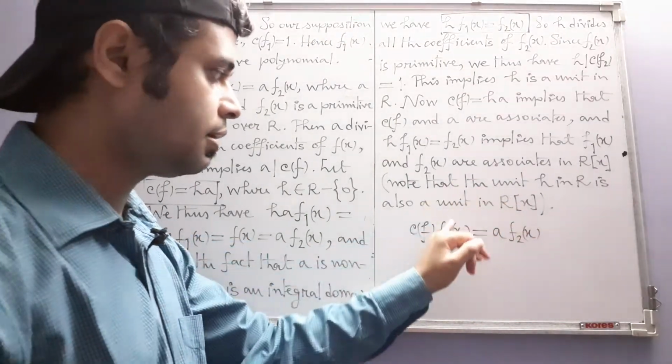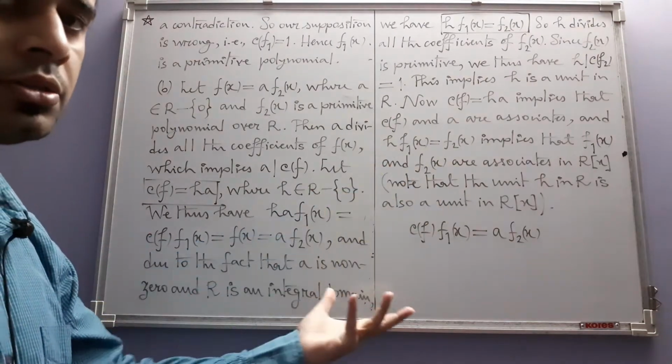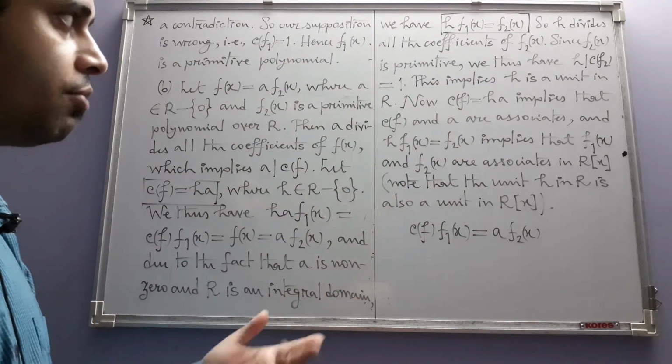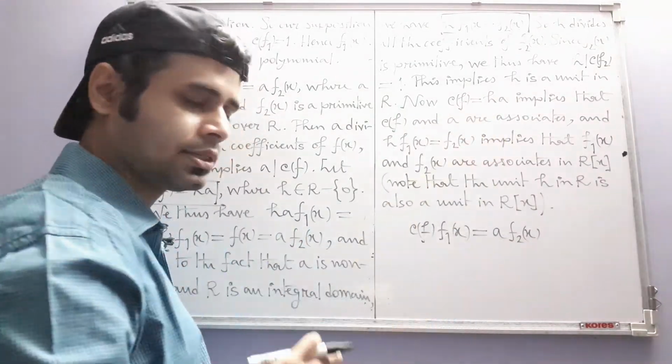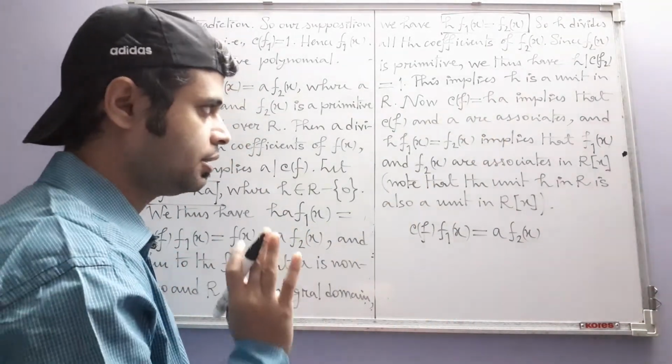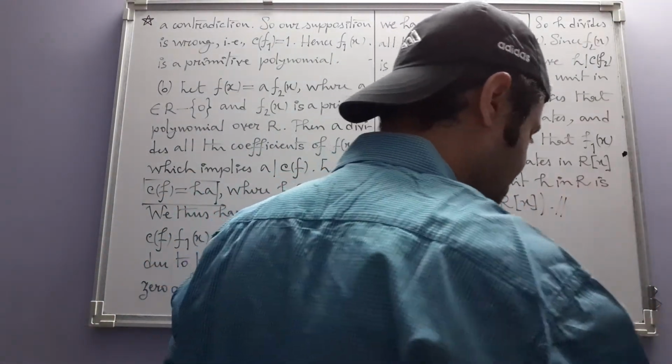Similarly, in R[x], f1(x) and f2(x) are associates because they also differ by a unit. In fact, we now see that that unit is in both the cases the same element in the ring R. So this completes the solution.